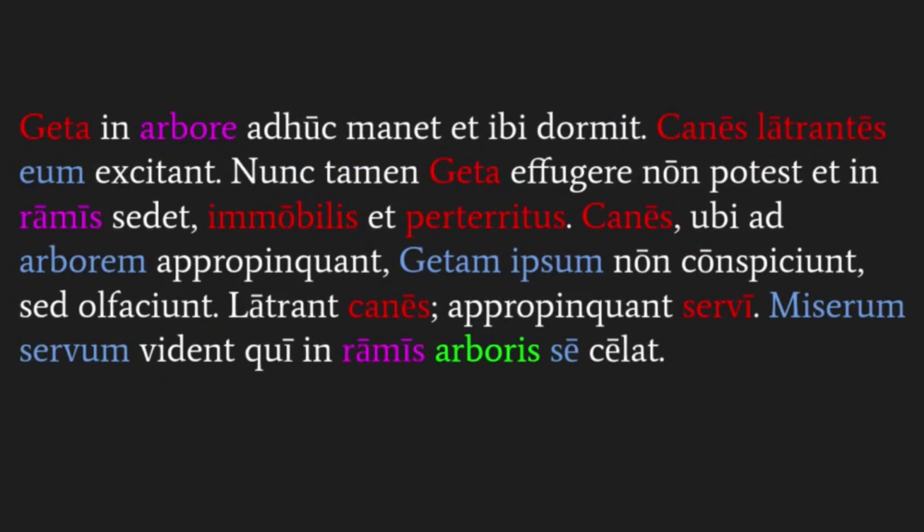We have Geta in arbore adhuc manet et ibi dormit. So now we're talking about Geta. We're kind of changing the perspective here. So Geta adhuc manet is still remaining, or still remains, in arbore, in the tree. And again, notice it's ablative because it's showing his position. He's in the tree, right? Et ibi dormit, and he sleeps, dormit, ibi, there, meaning he's sleeping in the tree.